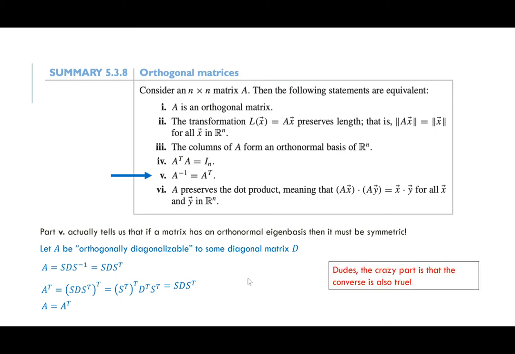But the crazy part is that the converse is also true. So it's not just that if it's orthogonally diagonalizable, it has to be symmetric. But if it's symmetric, it has to be orthogonally diagonalizable.